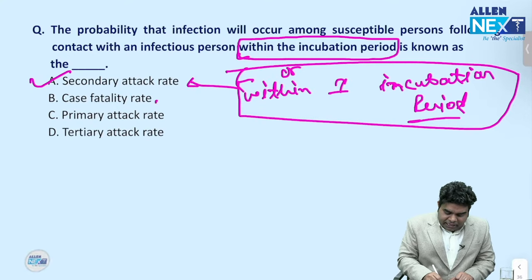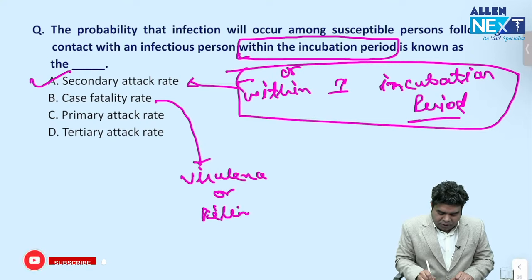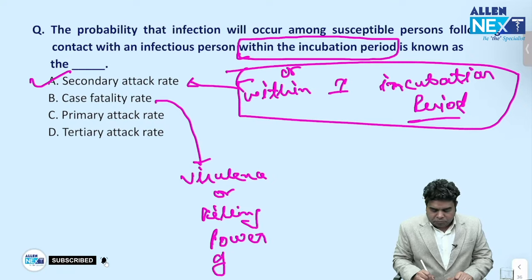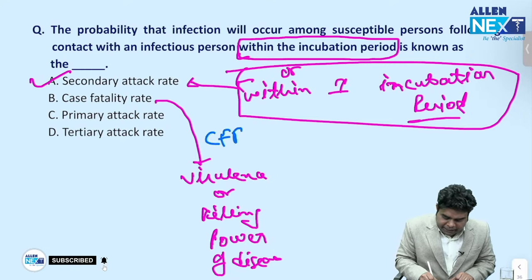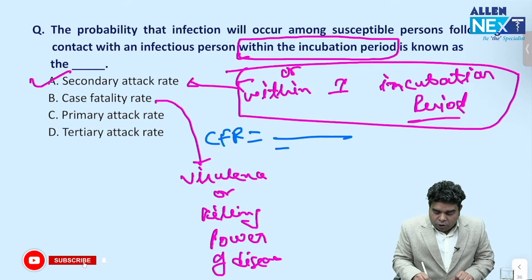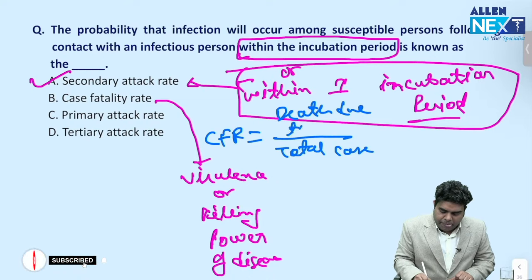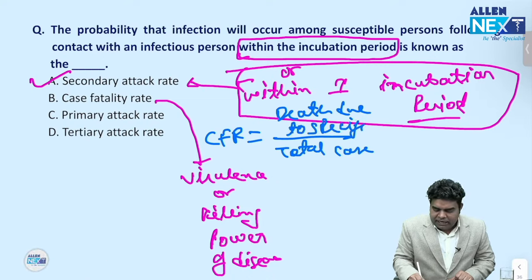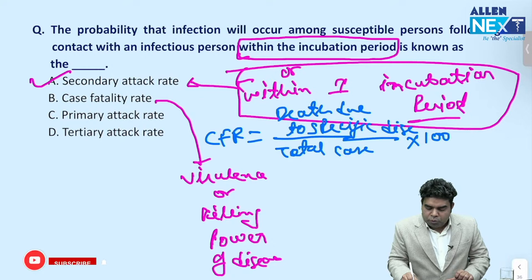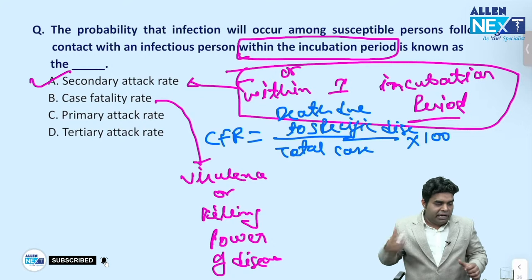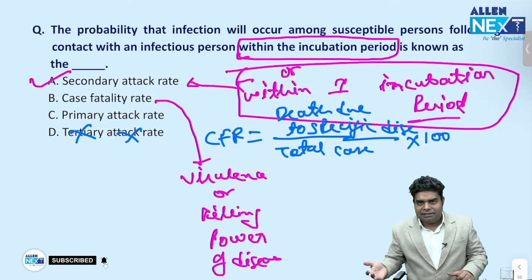Okay. Case fatality rate tells us the virulence of the disease or killing power of disease. It's very important to revise the formula of case fatality rate. Small numerical which you can solve without using pen can come on it. Case fatality rate is simple. It is total case, and out of that total case, how many died due to a specific disease. Like for rabies, the case fatality rate is 100%. That means out of 100 case, 100 will die. In COVID, it is 1 to 3%. That means out of 100 case, 1 to 3 will die. Primary attack rate, you all know. Tertiary attack rate, there is nothing like that. Okay, primary attack rate is the first person getting infected.